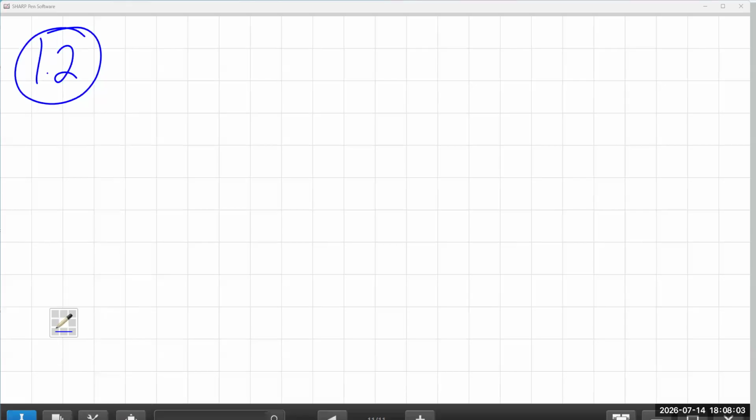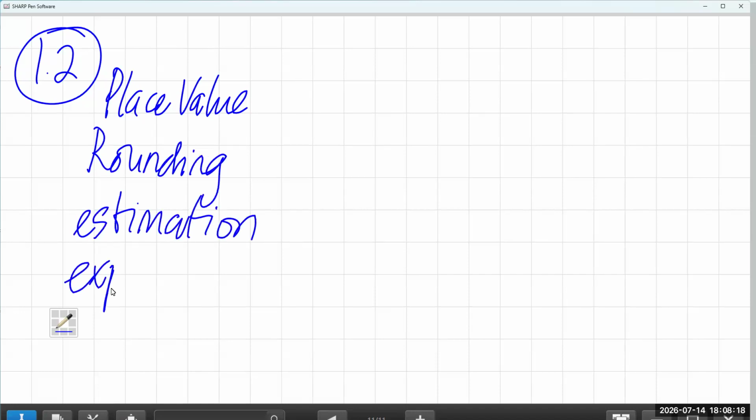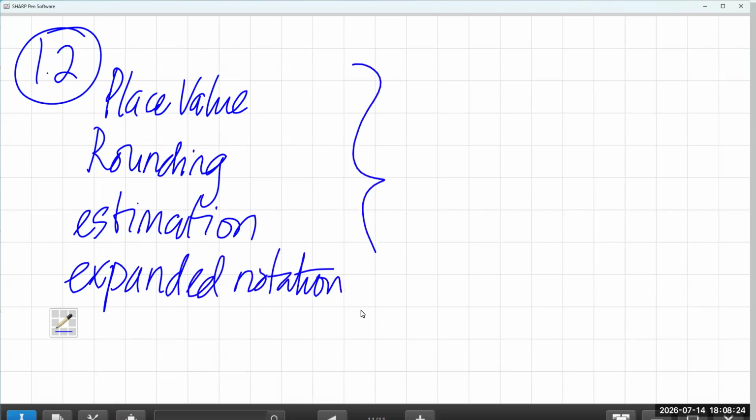So how do we find the place value? How do we round numbers? How do we estimate? Estimation, expanded notation. Those are all quick review items that will then lead us into the next topic, which is going to be adding, subtracting, multiplying, dividing.